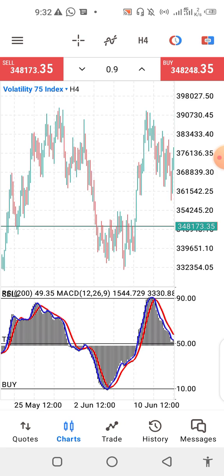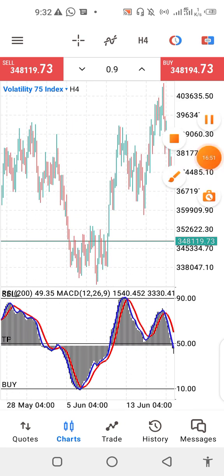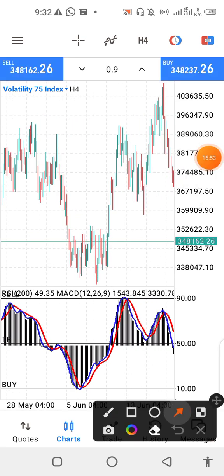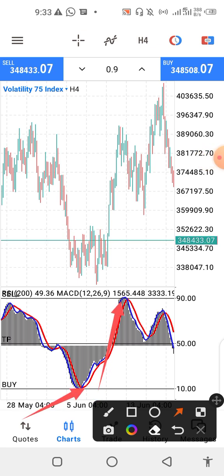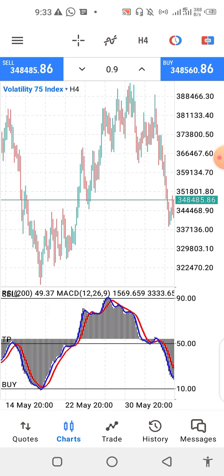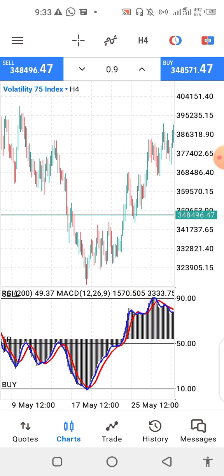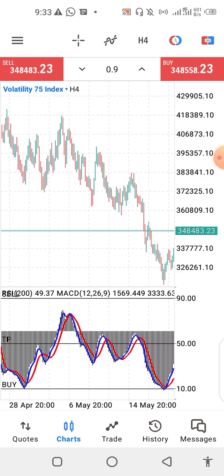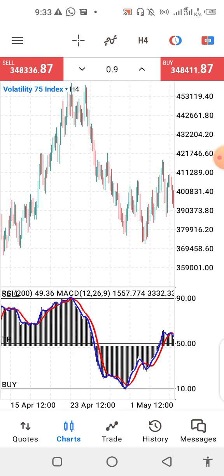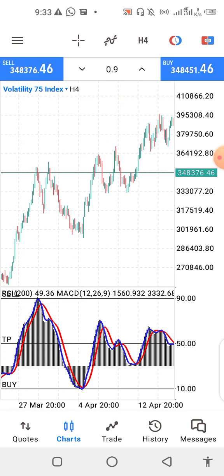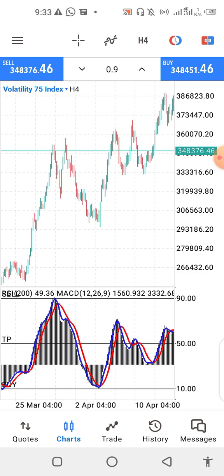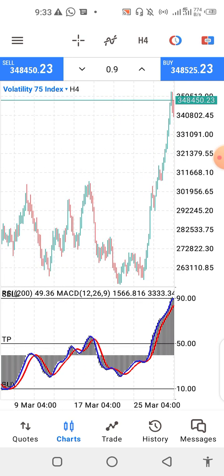Okay, another one here. You see here, it's touched 10. So if you bought, you could have ridden this market to the top here, and that's massive profit. This is the most reliable strategy I've ever come across, guys. It requires patience and it requires risk management.